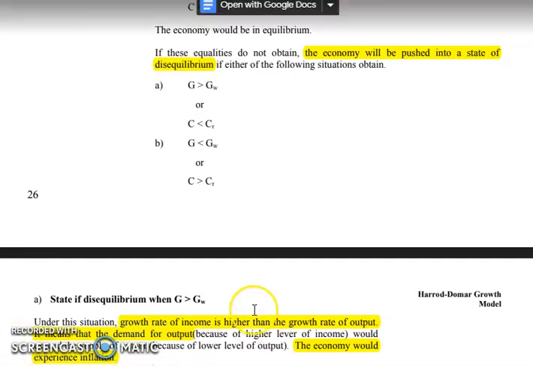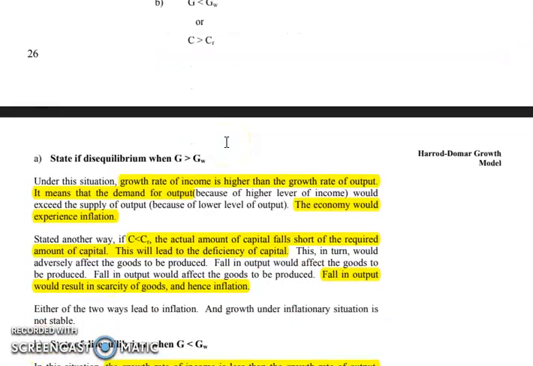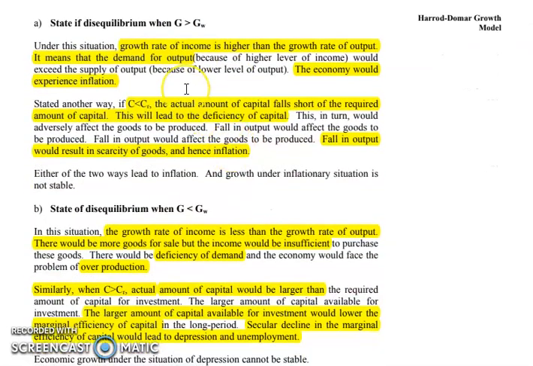The first state of disequilibrium is when G is greater than GW or C is less than CR. G is the actual growth rate, and GW is the warranted growth rate. The actual growth rate is greater than the warranted growth rate, or the actual amount of capital is less than the required amount of capital. That is the first disequilibrium condition. Under this condition, the growth rate of income is higher than the growth rate of output. It means that the demand for output would exceed the supply of output. The economy would experience inflation.